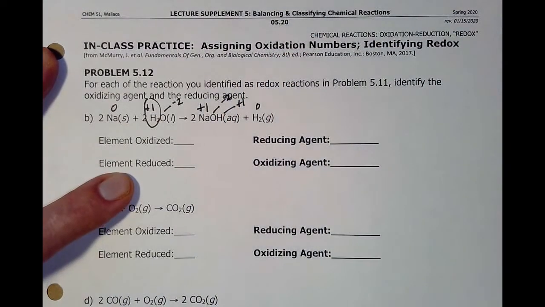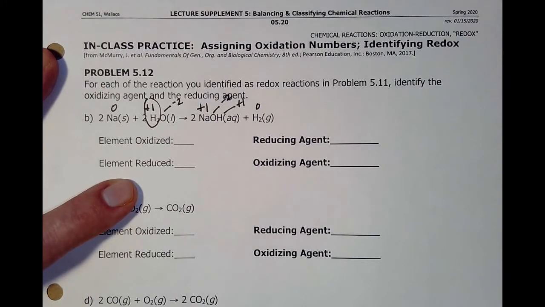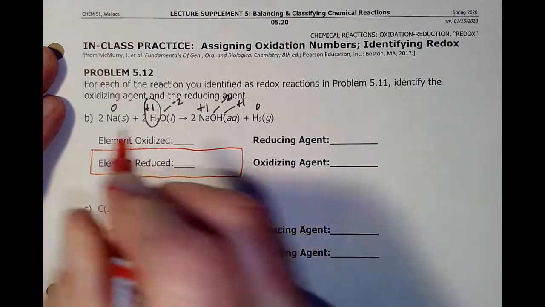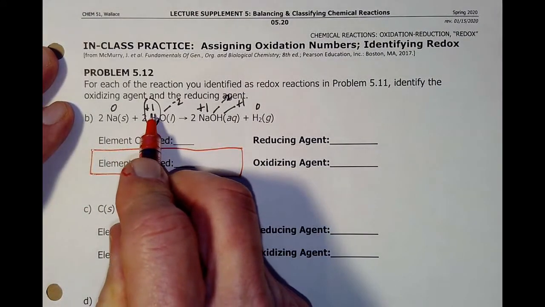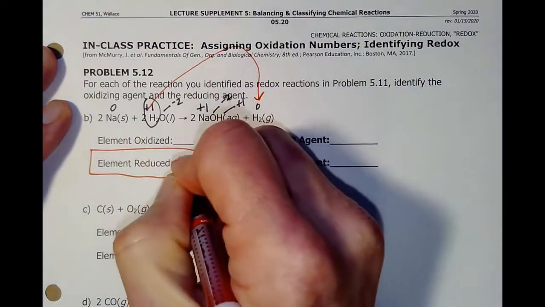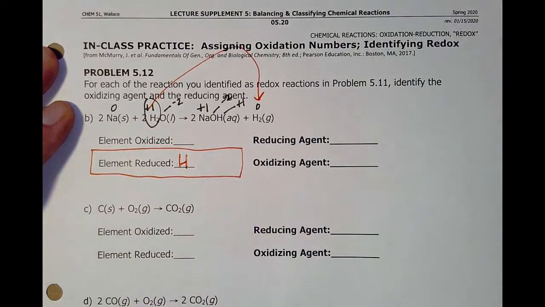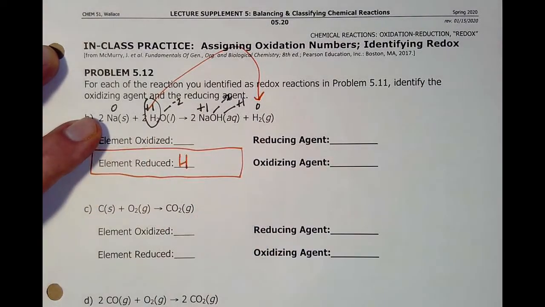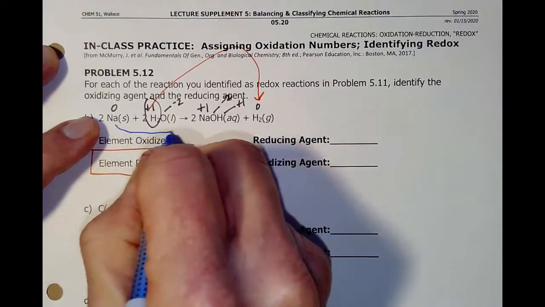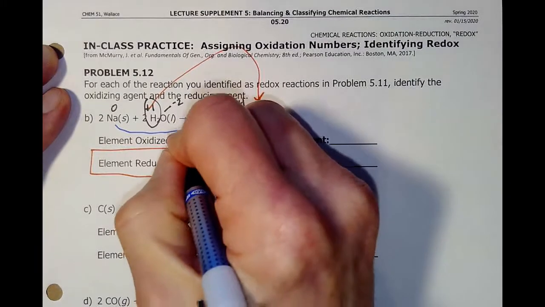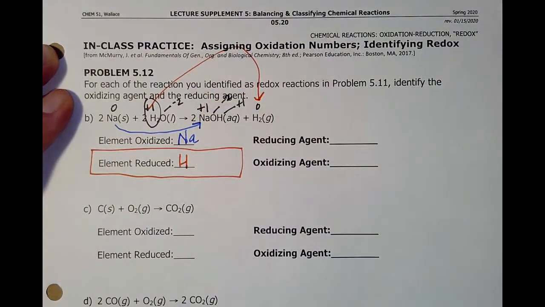Whose charge, I'm going to argue, was reduced? That's the easiest thing. Whose charge declined? Hydrogen started at +1, down to 0. Whose charge went up? Sodium started at 0 and went up to +1. So sodium is the element that was oxidized.